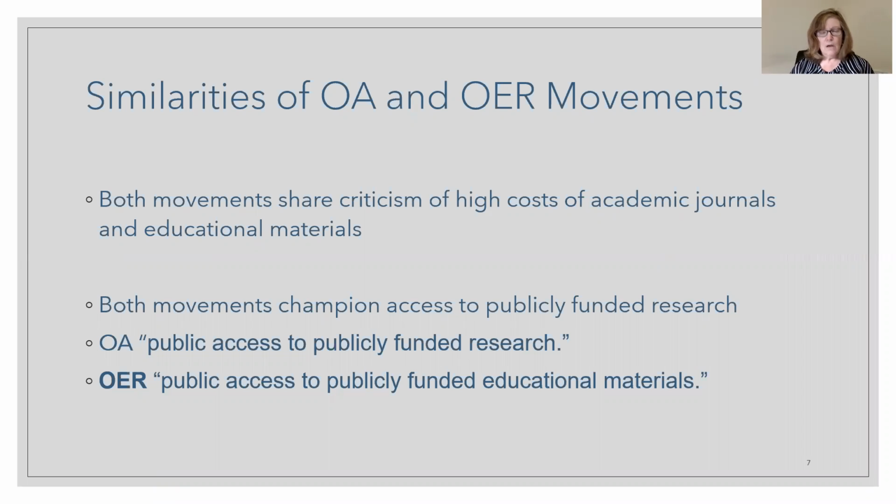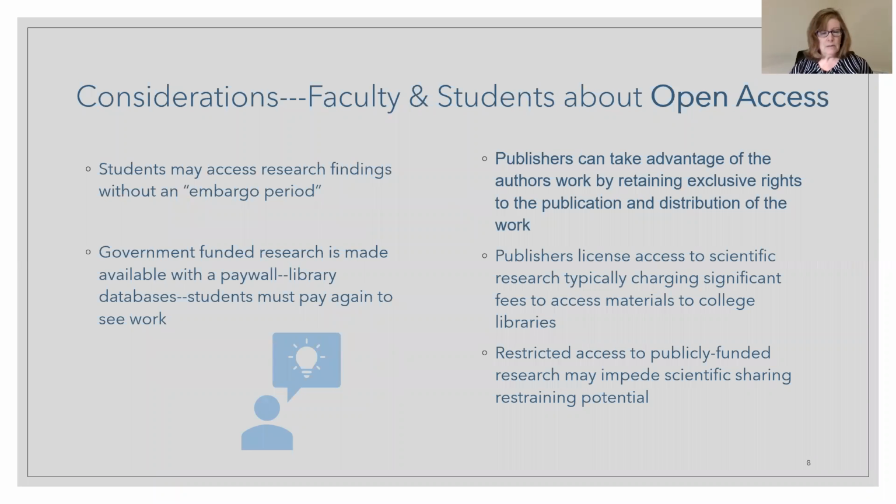Now, there are some similarities in the open access and OER movements. Both of these movements are critical of the high costs of academic and educational materials. Then they both advocate that publicly funded research ought to include free public access. So there are some similarities. Faculty and students have a few areas to consider when thinking about OA. Student access to research materials is usually through a college library database, and databases sometimes carry an embargo period, meaning that the research materials published in scholarly journals can impose anywhere from a 6 to 12-month delay in allowing access even through the databases.